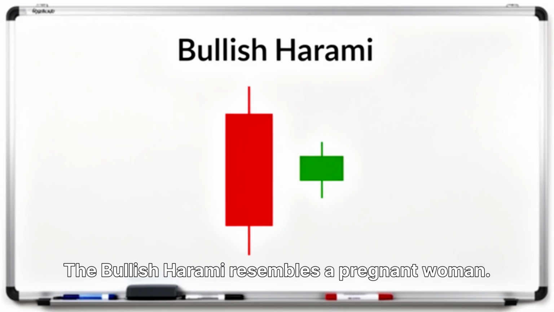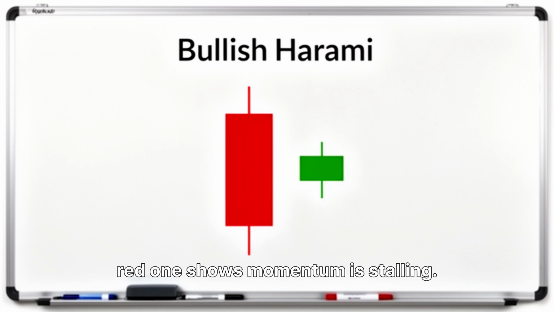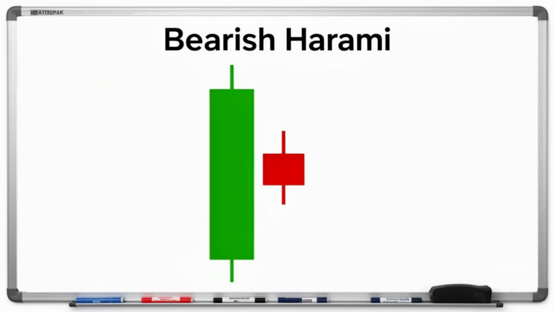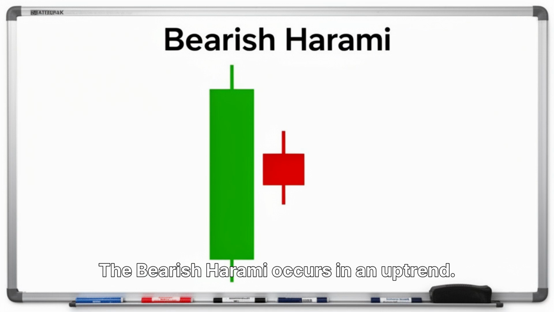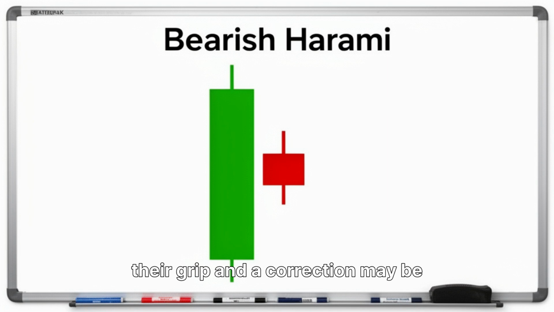The bullish harami resembles a pregnant woman. The small green candle inside the large red one shows momentum is stalling. The bearish harami occurs in an uptrend. It suggests that the buyers are losing their grip and a correction may be coming.